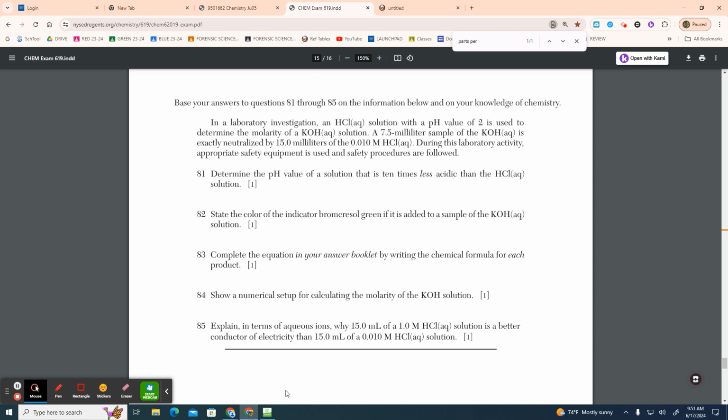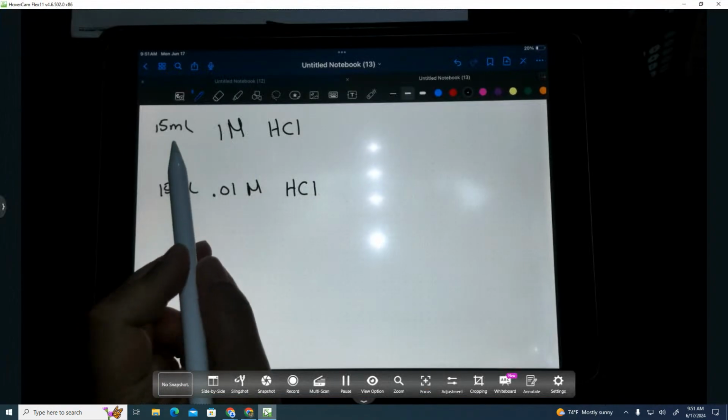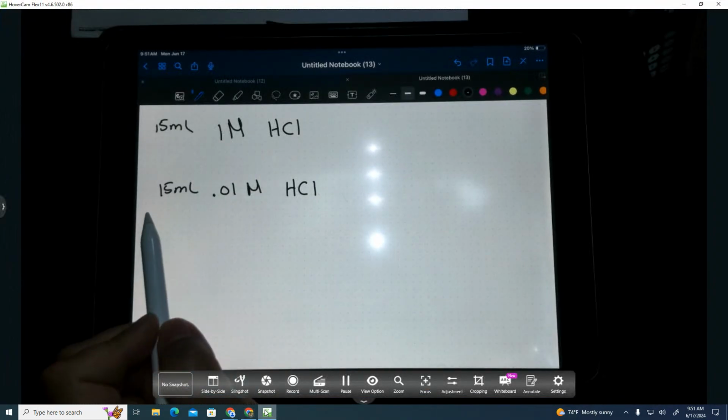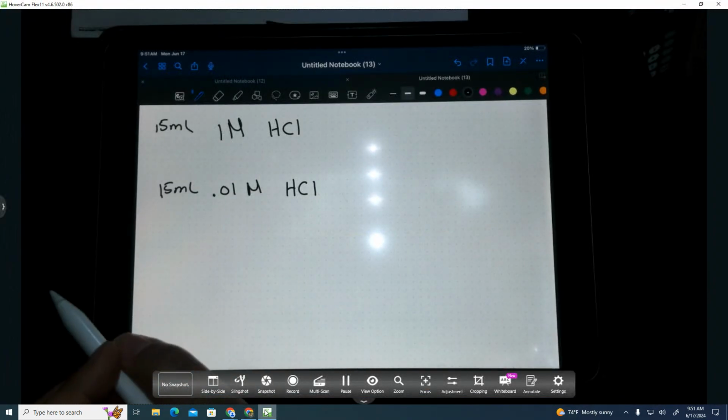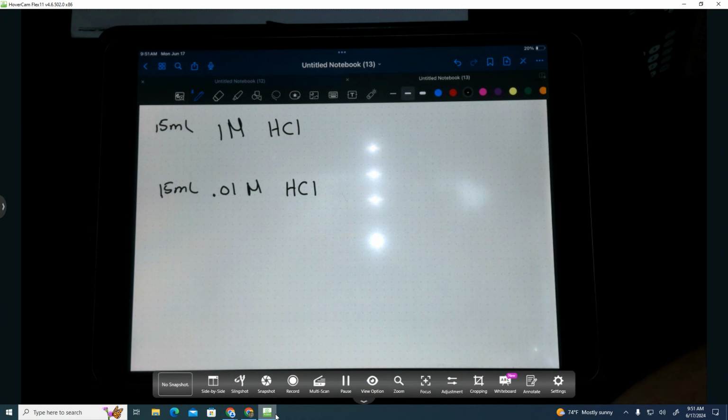They're both HCl. There's more in 0.01 than 1? No, because one's a whole one. If you have something that is 1 molar and 0.01 molar, write it out. You've got 15 milliliters of 1 molar and 15 milliliters of 0.01 molar. Which one has more ions in it?